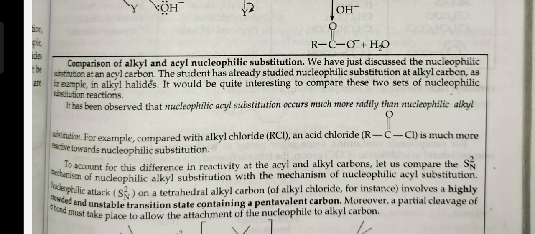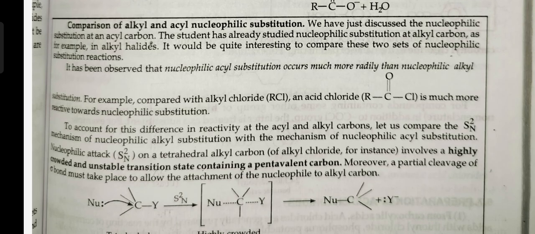To account for this difference in reactivity at the acyl and alkyl carbon, let us compare the SN2 mechanism of nucleophilic alkyl substitution with the mechanism of nucleophilic acyl substitution. Nucleophilic attack on a tetrahedral alkyl carbon of alkyl chloride is hindered, involving a highly crowded and unstable transition state containing a pentavalent carbon. Moreover, partial cleavage of a sigma bond must take place along with the attachment of a nucleophile to the alkyl carbon.